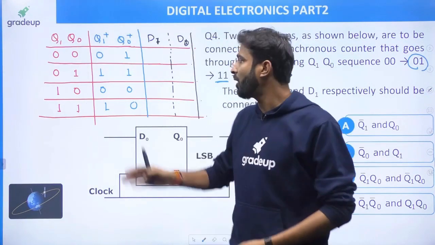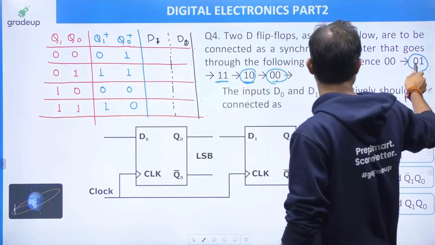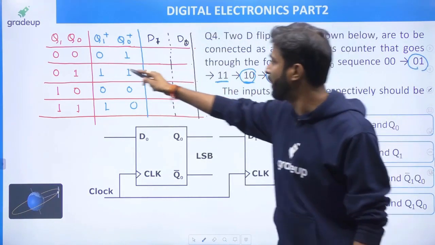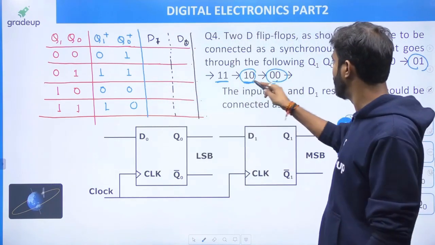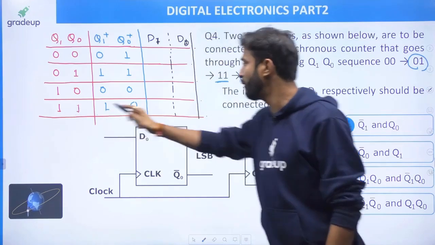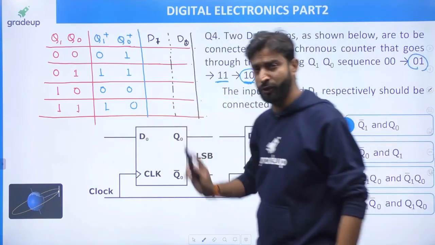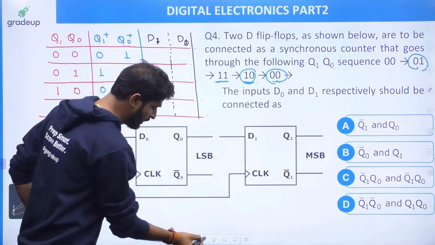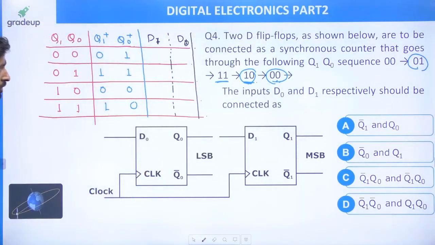What is the next state after 0 0? It is 0 1. So I am writing 0 1. After the 0 1, it is 1 1. So I am writing 1 1. After 1 0, it is 0 0. So I am writing 0 0. After 1 1, it is 1 0. So I am writing 1 0. That's it, right? Now if we want to write the condition for that, what is the D1, right?